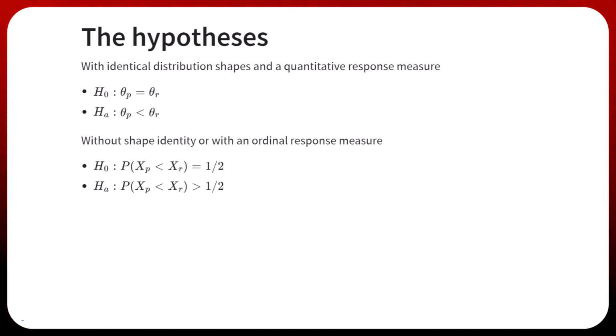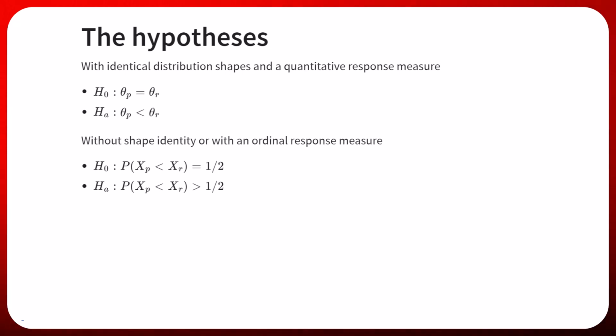The alternative hypothesis is that the median of the prosodic condition will be less than the median of the repeated readings condition because we're looking at errors, and we think that prosodic reading will reduce the number of errors.